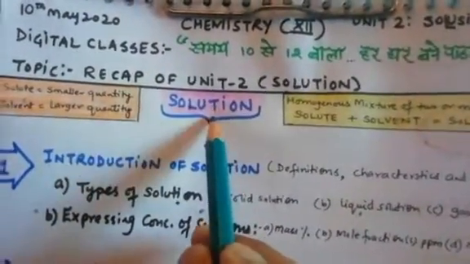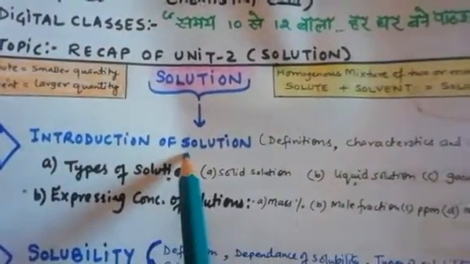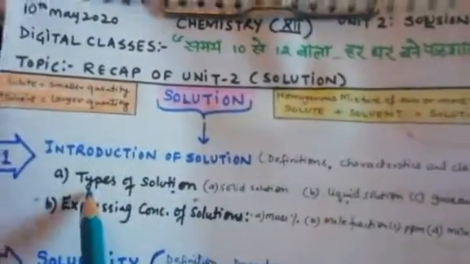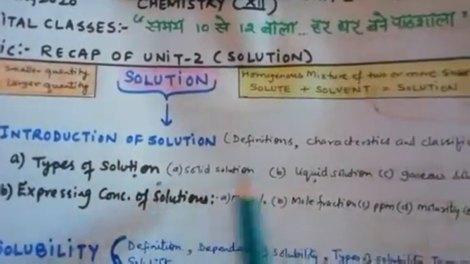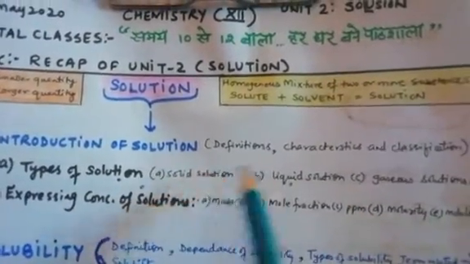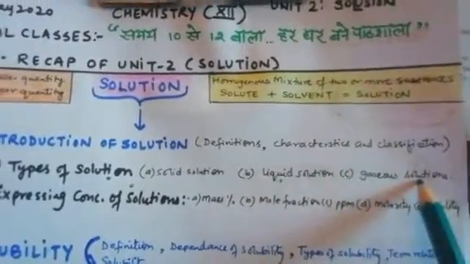So in this chapter basically 3 topics we have finished. So one by one we will recap that. First topic was introduction of solution, in which we did definition, characteristics and classification of solution, and basically types of solution we did, in which solid solution, liquid solution and gaseous solution we discussed, in which solid-solid, solid-liquid, solid-gas, liquid-solid, liquid-liquid, liquid-gas, gas-solid, gas-liquid, gas-gas we did.